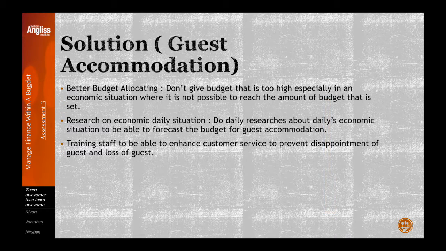So the solution that we've come up with is better budget allocating, which means not to give a budget that is too high, especially in an economic situation where it is not possible to reach the amount of budget that is set. Number two is to research the daily economic situation, which basically means doing daily research to be able to forecast the budget for guest accommodation.